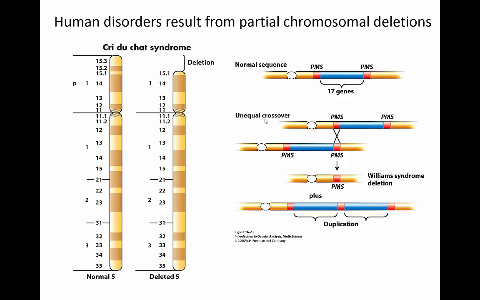Another human disorder resulting from a deletion is Williams syndrome. So Williams syndrome occurs on this chromosome where there's actually 17 genes between two genes that are very similar to each other. If you get an unequal crossing over, you can end up with either a duplication or a deletion, and the deletion is actually Williams syndrome. Williams syndrome has pretty pleiotropic defects. There's cardiovascular issues, developmental delays, learning disabilities, that type of thing.